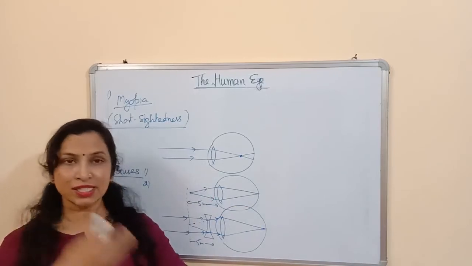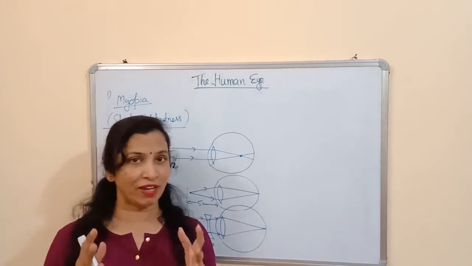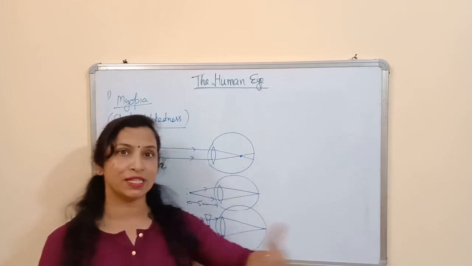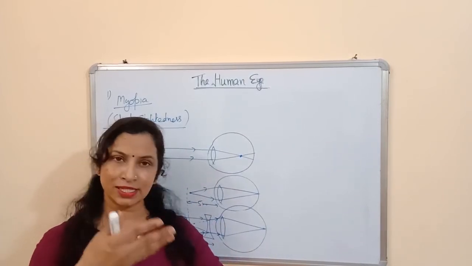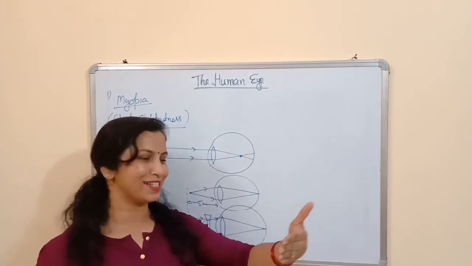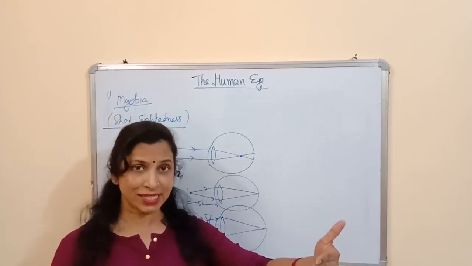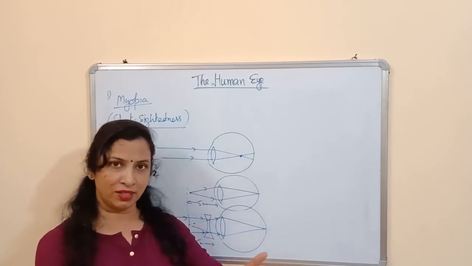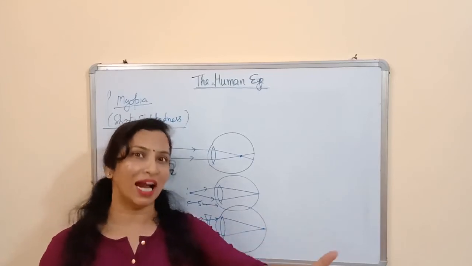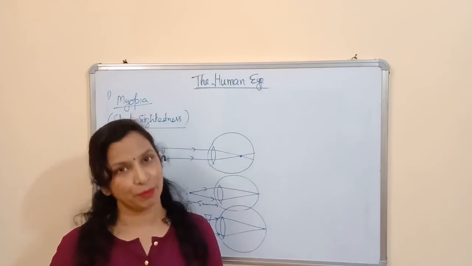It means the least distance of distinct vision, which we have learned, that is 25 centimeters, becomes large. Suppose you are not able to see an object at a distance of 25 centimeters, but you are able to see the object at a distance of 35 centimeters. So your least distance becomes large, and the nearby object at 25 centimeters you are not able to see. This is called hypermetropia.